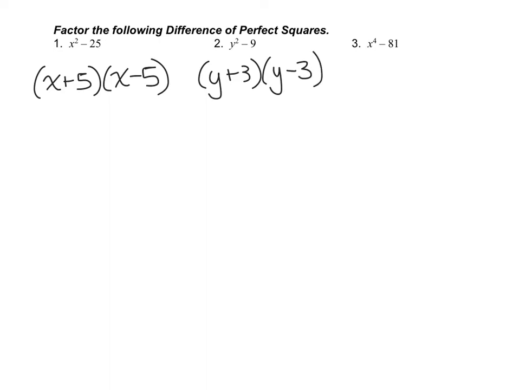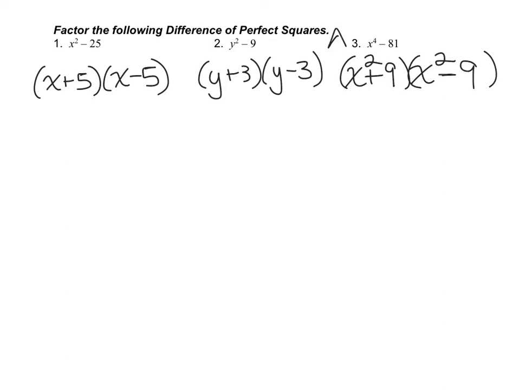The next one, I've got x to the 4th minus 81. Well, x to the 4th is a perfect square. We can break that into x to the 2nd times x to the 2nd. And 81 is a perfect square, so I'm going to make that plus 9 and minus 9, right?